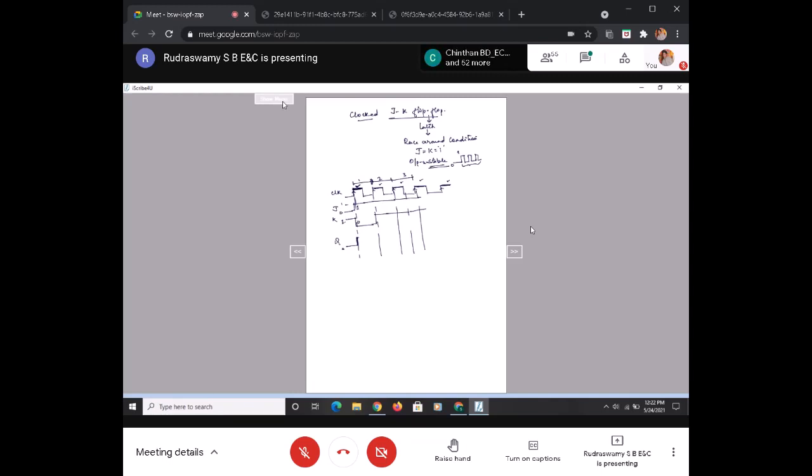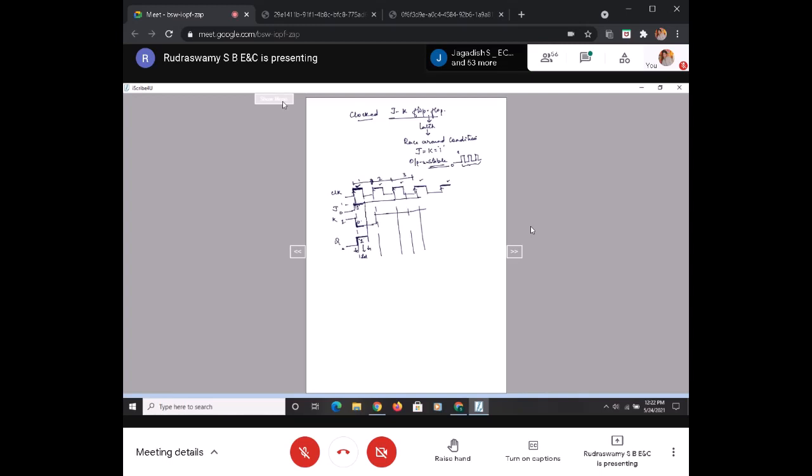You can see that until the clock is equal to 1, J remains 1 and K remains 0. So until this point, if I take this as T0 and this as T1, since there is no change in the J and K values for the first half of the clock cycle where the clock is 1, my Q remains 1. It is in a set. This logic 1 is basically a set for me.